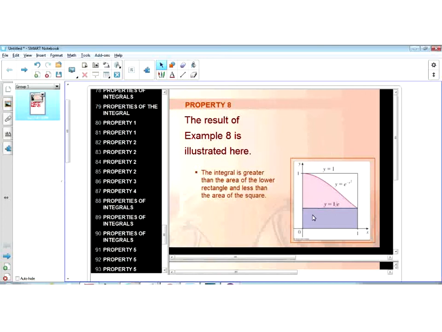There will be a question like this on the final exam. And so here's the example. Here's the graph, y equals e to the negative x squared, and you can see there's the graphical illustration.